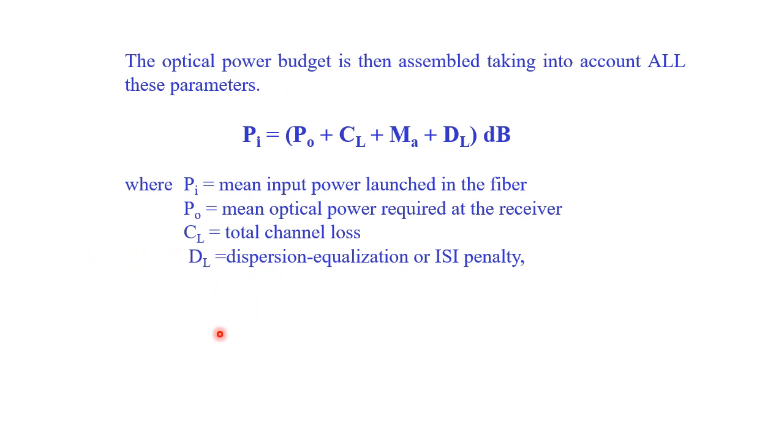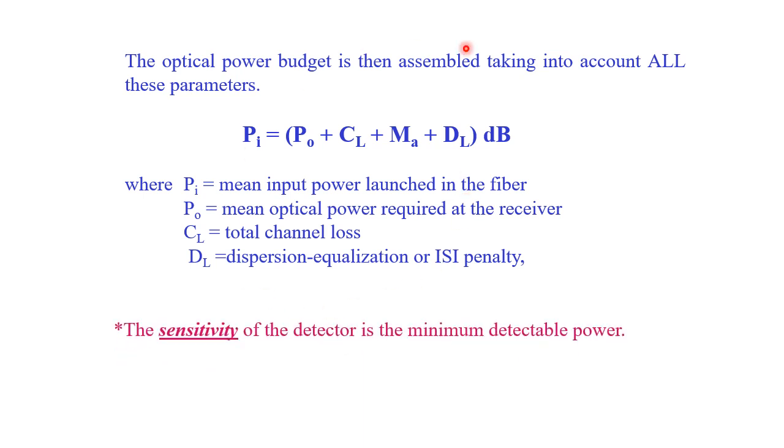Consider an example. This is the actual formula. The optical power budget is assembled taking into account all these parameters together. We can write it as Pi equals P naught plus CL plus MA plus DL in terms of decibels, where Pi is the mean input power launched into the fiber, P naught is the mean optical power required at the receiver side, CL is the total channel loss, MA is the system margin, and DL is the dispersion equalization, or ISI penalty, that is intersymbol interference penalty.